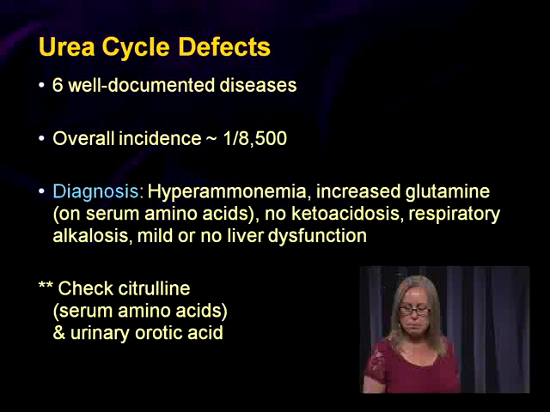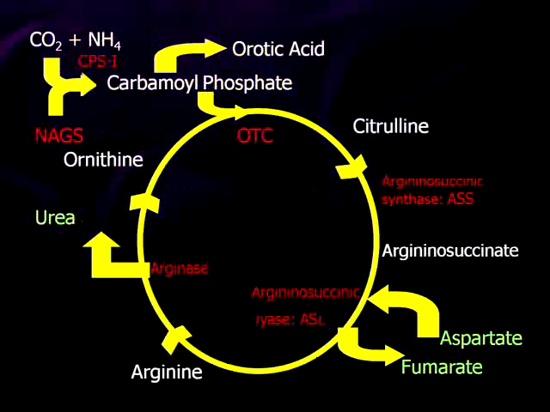All right, here's the pathway. Going round and round we go. So NAGS, CPS1, OTC, arginosuccinic synthase, arginosuccinic lyase, and arginase, and we've completed the whole cycle going around. So the compounds we need: orotic acid, citrulline. We usually don't get an arginosuccinate on our plasma amino acids, but you can get an arginine. So if you know those, which ones are up and which ones are down, you'll know where A, B, and C are.